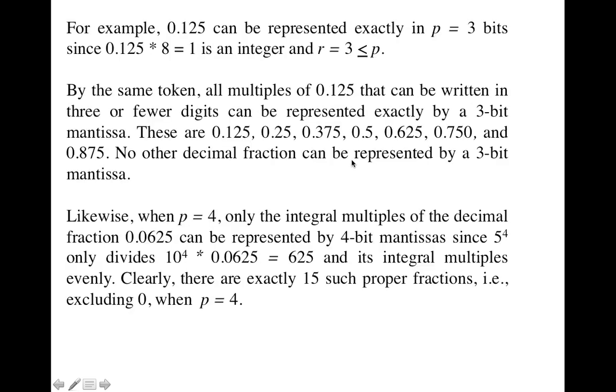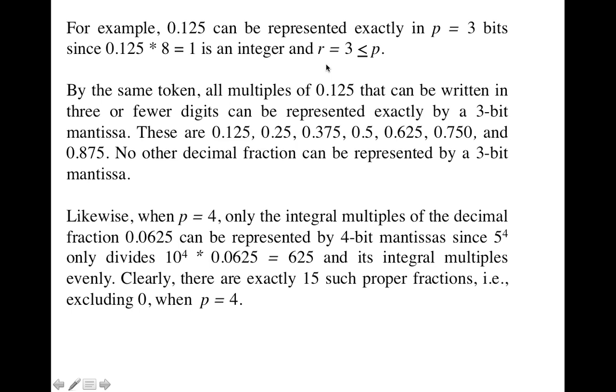So let's look at an example here. Maybe that'll explain things. When you look at 0.125, this can be represented in exactly 3 bits, since 0.125 times 8 is equal to 1, and that's an integer. And of course r itself is equal to 3, and that's less than or equal to p.